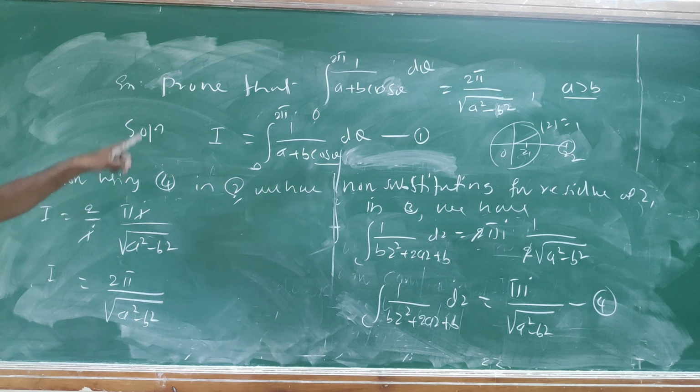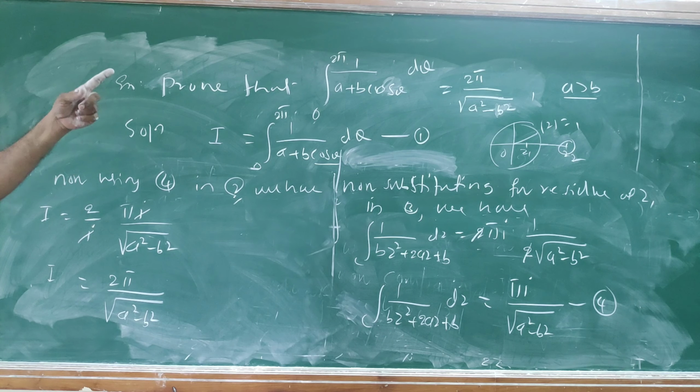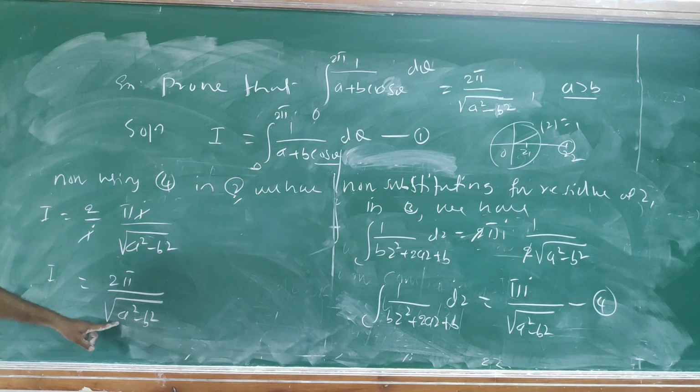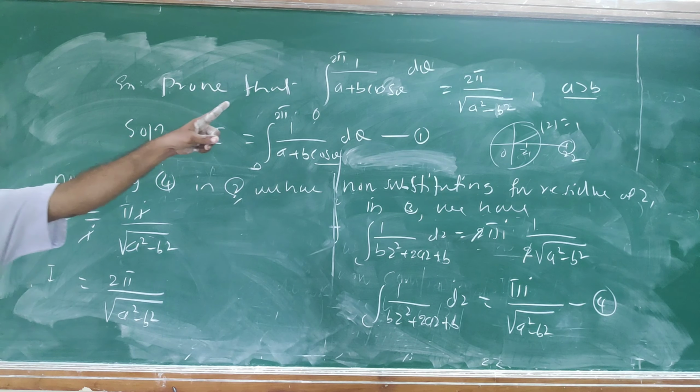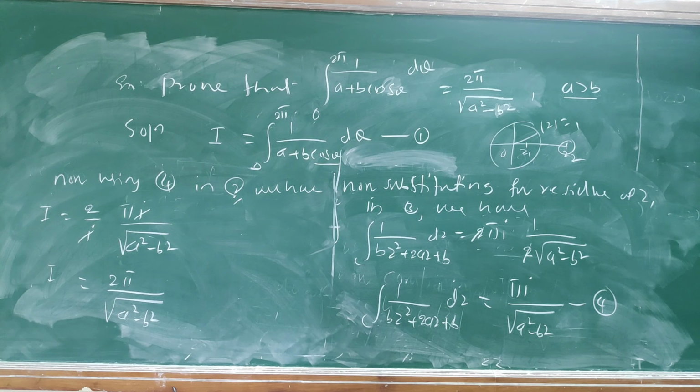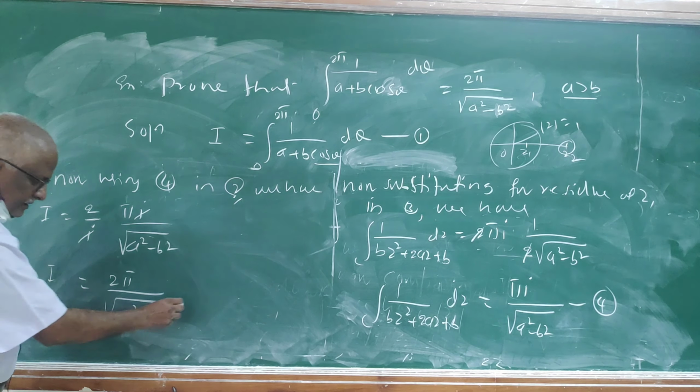Look at this here. LHS is a real quantity, RHS must also be a real quantity. Now if A is less than B, this value of the integral becomes a complex quantity. It should not become a complex quantity, for which we must have A greater than B. So with this, the problem is completed.